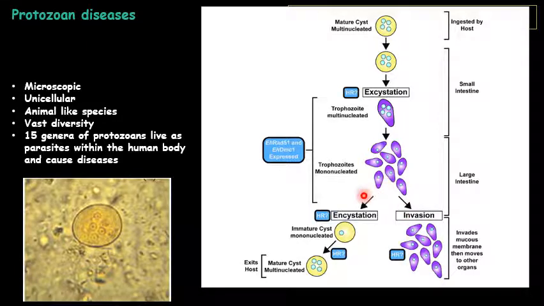And from encystation, what happens again is that these trophozoites will develop or change into an immature mononucleated cyst. So once it is released outside of the host cell, the single nucleus will develop into multiple nuclei, and it will be present in the fecal matter or the egestion. So this is how the life cycle continues again and causes disease.